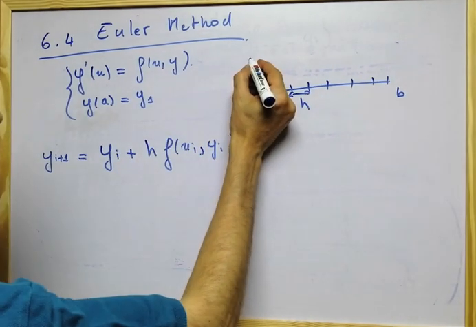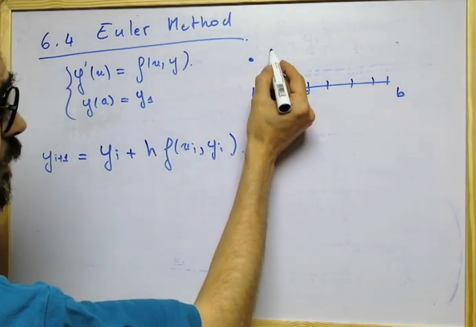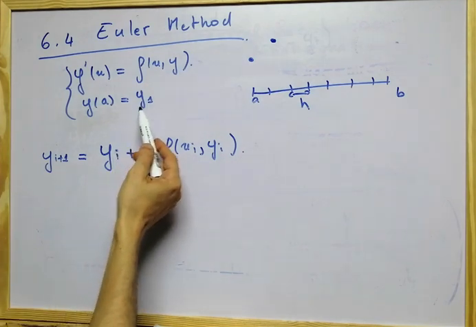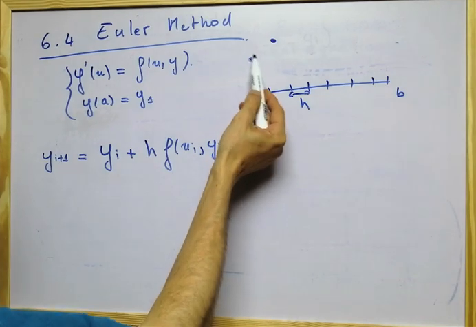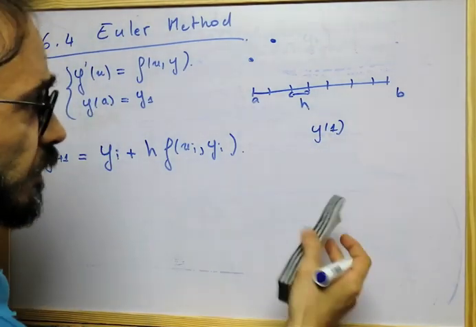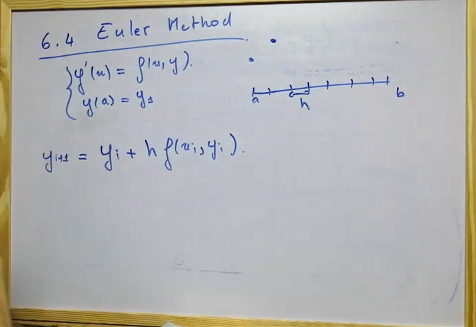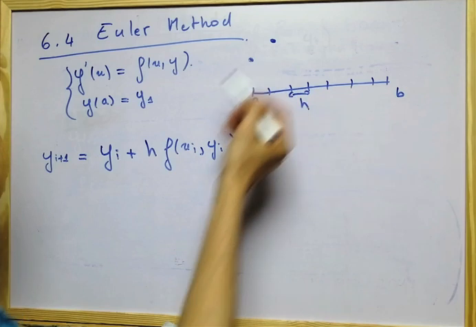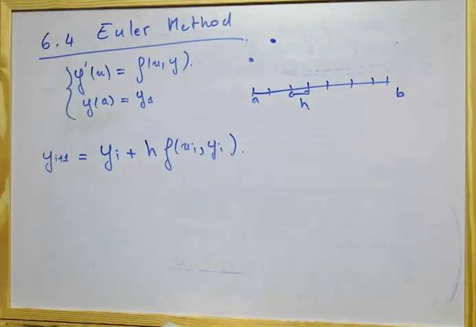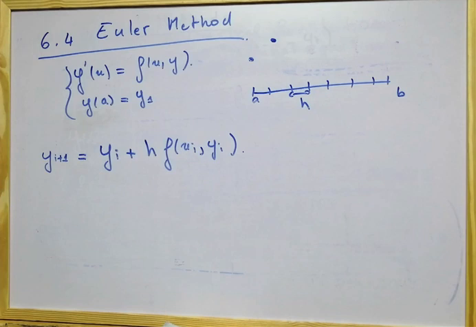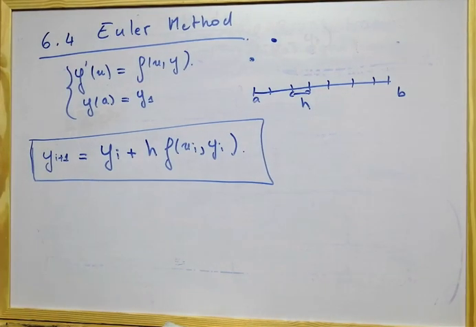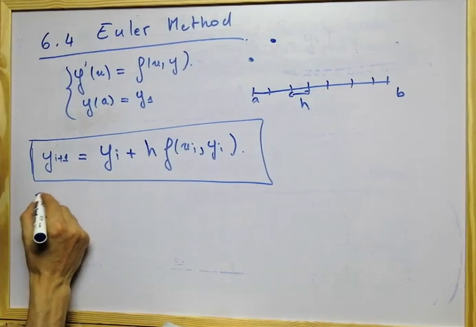And starting from this point here, I can calculate the next point, y2, knowing the first point, y1. In MATLAB, it's y of 1, because it's the first point. This is some given value, for example 0 or 1 or whatever. And I can now calculate y2: y2 equals y1 plus h f of x1, y1. And from y2, I can calculate y3, etc. Now, you may ask where this formula comes from. And that's what we will do: we will derive the formula.